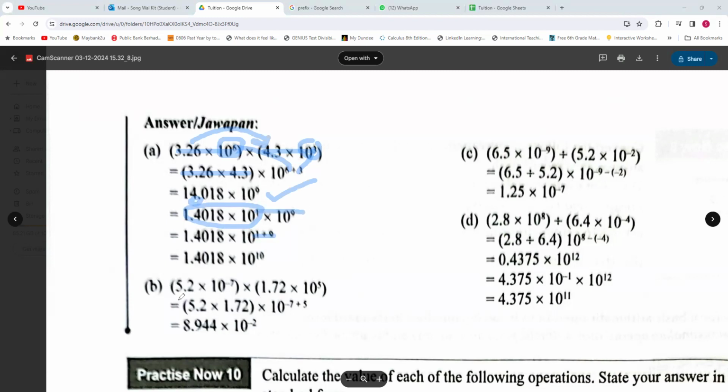Now for part B, it's the same thing. Group the numbers together and multiply them, whereas the powers, you put them together and add the powers together. In this case, you don't need any additional step, it's already in standard form. Next is our C, this is a division. You take the first number and divide with the second number. As for the 10, you take the power negative 9. Division is a minus, so you minus negative 2.